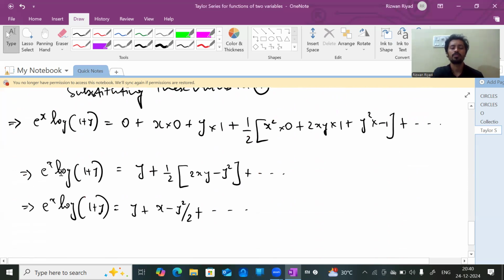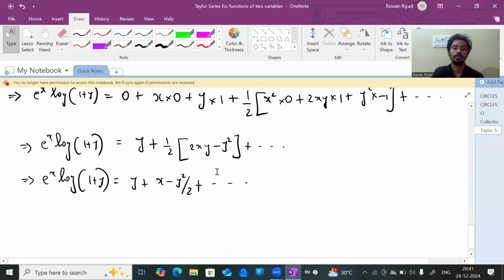That means e^x log(1+y) equals, this becomes 0, this becomes 0. y into 1 is y only, 1/2 is here. This becomes 0. 2xy into 1 means 2xy only, plus y² into −1 means −y². So e^x log(1+y) equals y plus, open the bracket, 2xy/2 becomes xy, minus y²/2. So this is the answer.